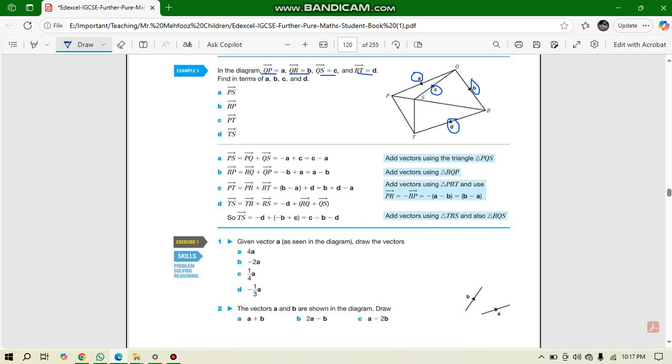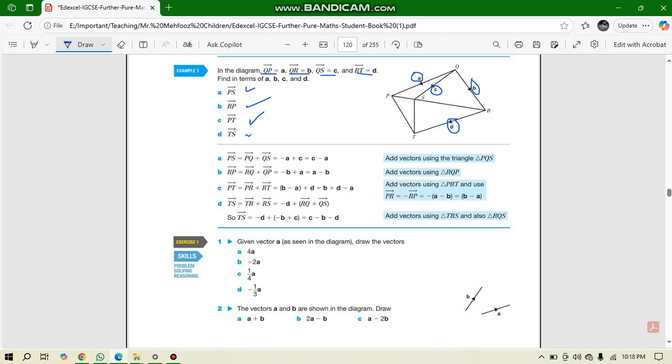So first of all, the question is that find in terms of A, B and C PS. First of all, we have to find PS, secondly RP, thirdly PT, and next one is TS.